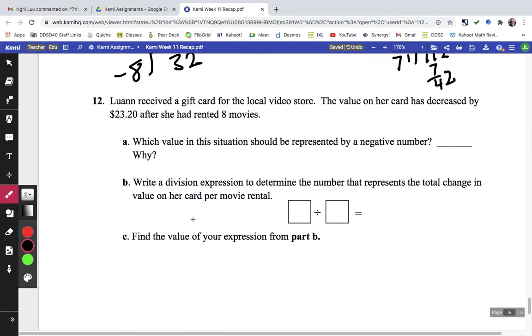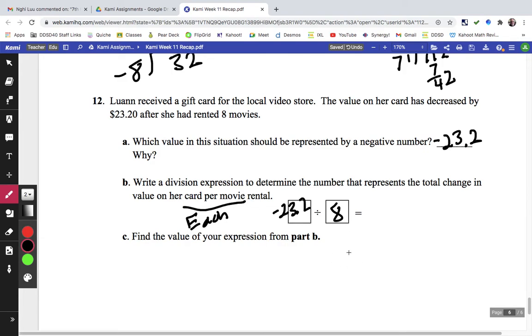All right, Luann received a gift card from the local video store. The value of the card was decreased by $23.20 after she rented 8 movies. What's the negative number? It is going to be negative 23.2. And so we're going to do negative 23.2 divided by the 8 movies, because we want per movie, which means each movie. Write a division expression to determine the number that represents the total change in the value on her card per movie rental.